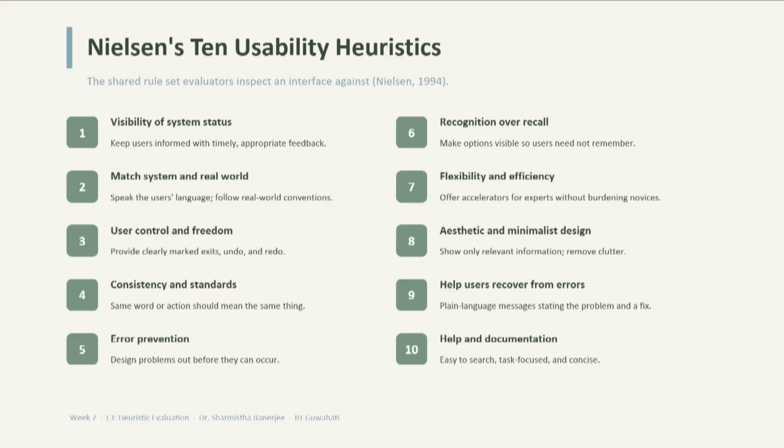So the Nielsen's 10 usability heuristics that we will be discussing today are: visibility of system status, match between system and real world, user control and freedom, consistency and standards, error prevention, recognition over recall, flexibility and efficiency, aesthetics and minimalist design, help users recover from errors, and help and documentation. Now let's look at each of these heuristics with examples. You can keep these heuristics at the back of your mind even when you are designing something, so that when the heuristic evaluation happens, your design comes out as less problematic as possible.